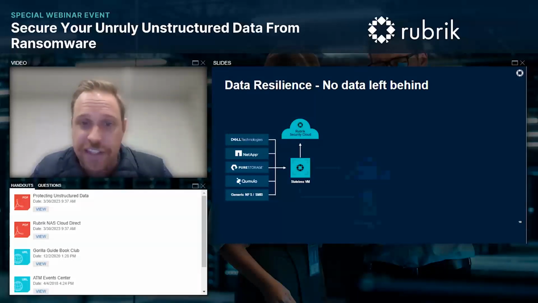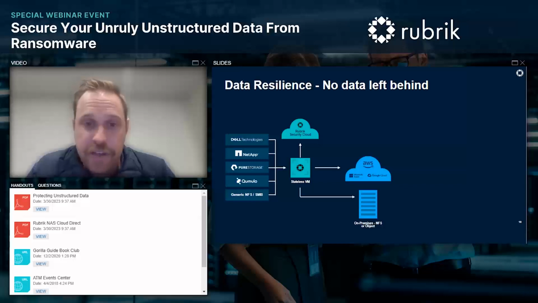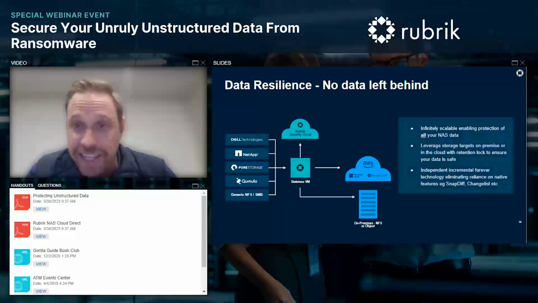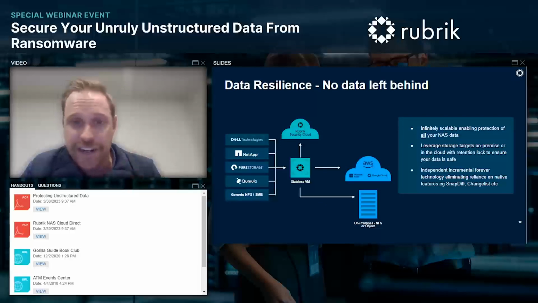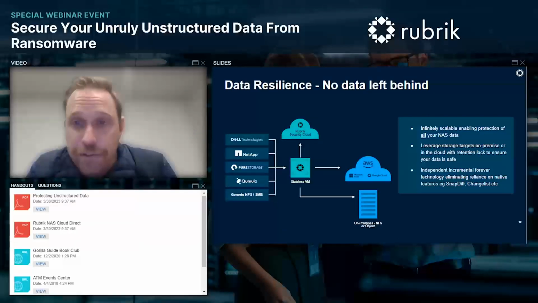We then leverage SLAs and policies to write this copy of data to any on-premise NFS or S3 target or directly to any tier of the cloud. The simplest way to look at it is that this platform is infinitely scalable, protecting all your NAS data, where you can leverage any target, any NFS or S3 target you want, and multiple targets with the same backup. And we are truly incremental forever. So we're never going to write the same copy of data twice to that same target.